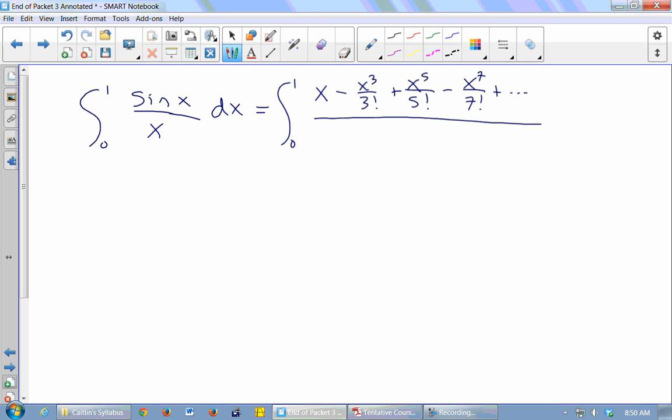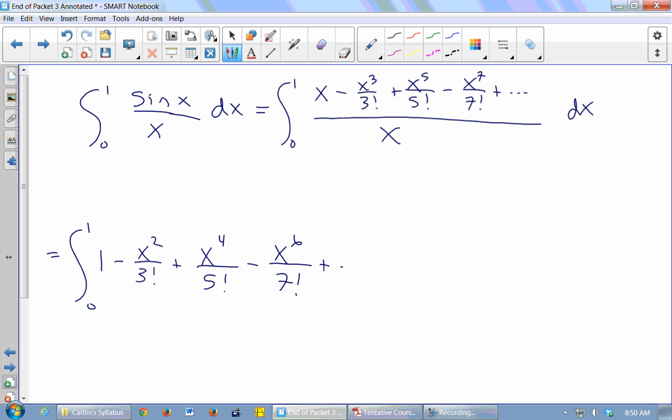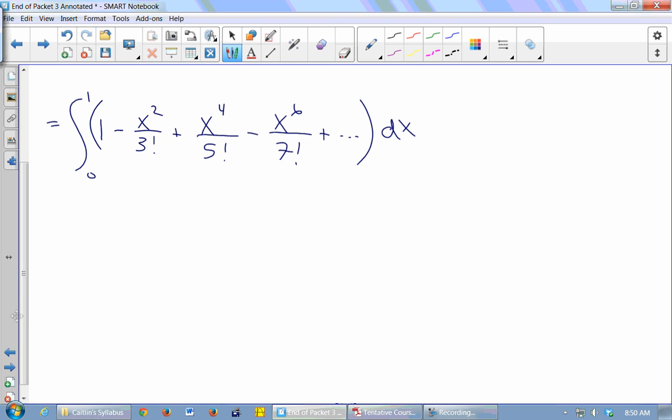There's sine x all over x dx. And then you divide the x in like we just did. So we're going to have 1 minus x squared over 3 factorial plus x to the 4th over 5 factorial minus x to the 6th over 7 factorial plus dot dot dot dx. And now this guy is easy to find an antiderivative for because it's just a polynomial and we can just use the power rule.